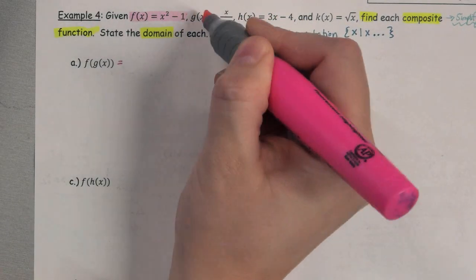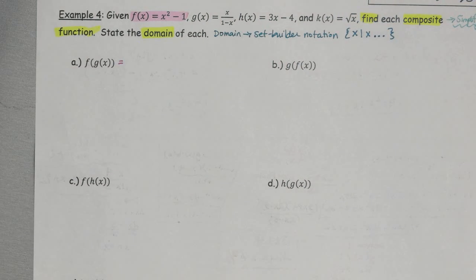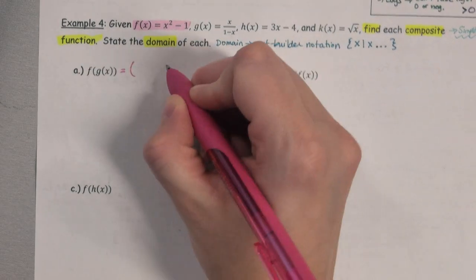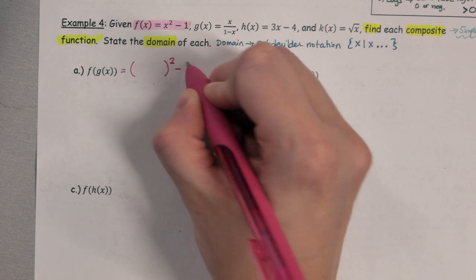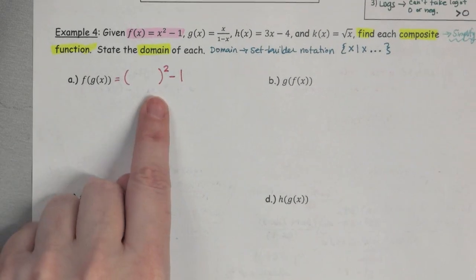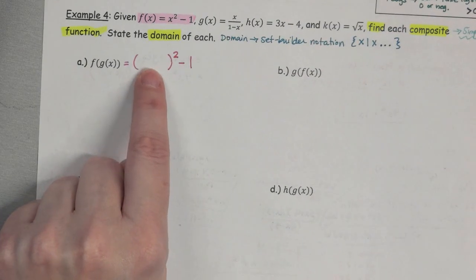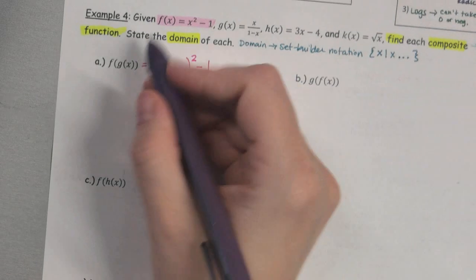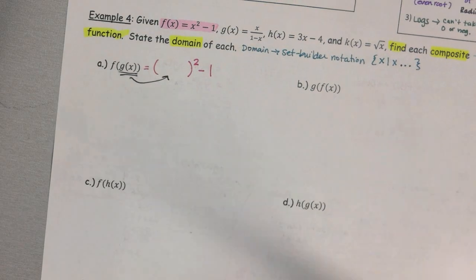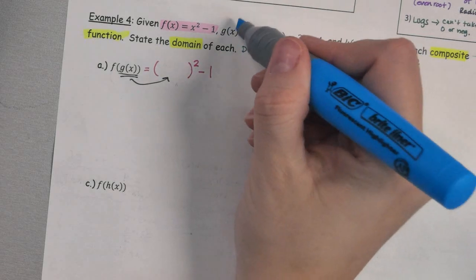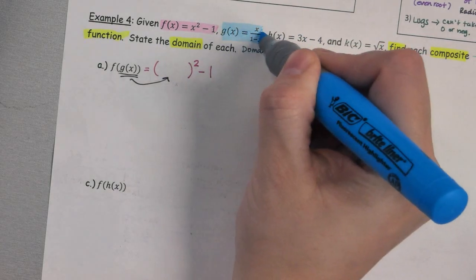There's only one x term in this one. So what I'm going to do is, instead of the x, I'm going to put parentheses because that's where I'm plugging things in. So this is parentheses squared minus 1. Now I have to replace this with your g of x. So g of x gets substituted in for x. Okay, and g of x in this case is x over 1 minus x.